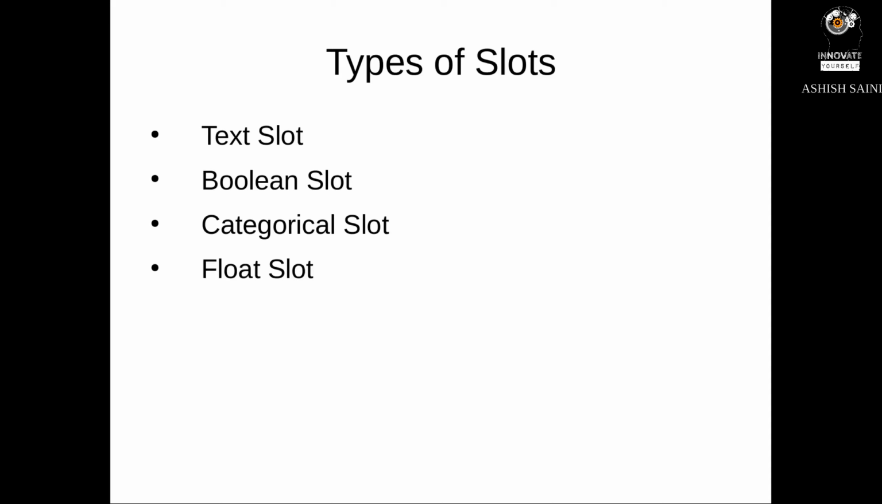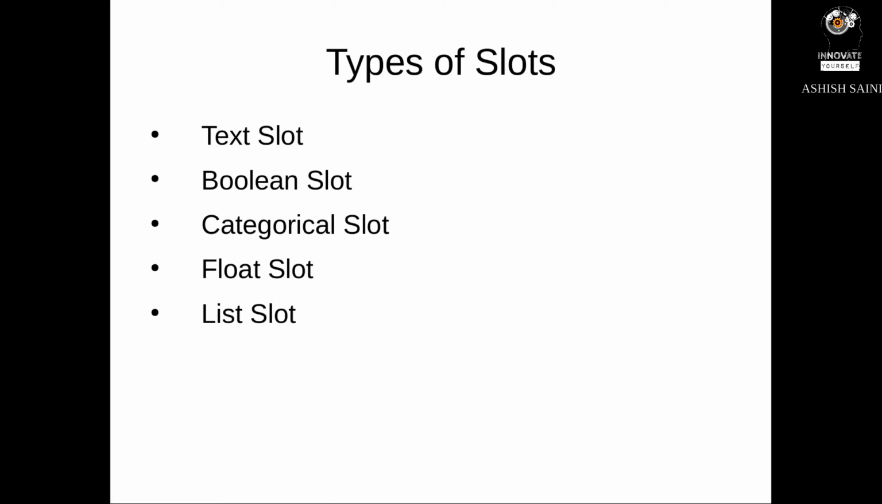And after that, the float slot. In this we can store float type information, or decimal type information, that can be a negative or positive value. For example, I want to store the temperature value. The temperature can be positive as well as negative. So this kind of value we can store inside the float slot. This is how I can do that.